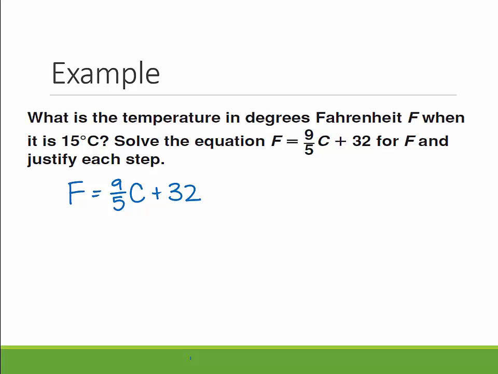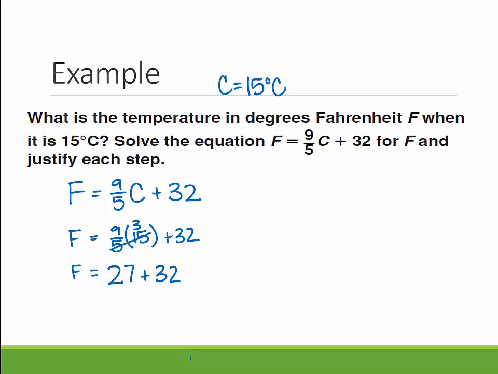So the first thing we're going to do is plug in what we know. We know the Celsius temperature is 15 degrees. So let's plug that in. 9/5 times 15 plus 32. If we multiply those two together, we're going to end up with 5 goes into 15 3 times. So you get 9 times 3, which is 27, plus 32. And then add 27 and 32 together, and you get 59.